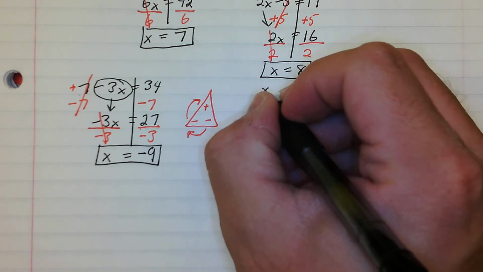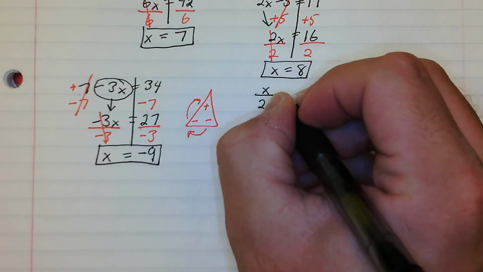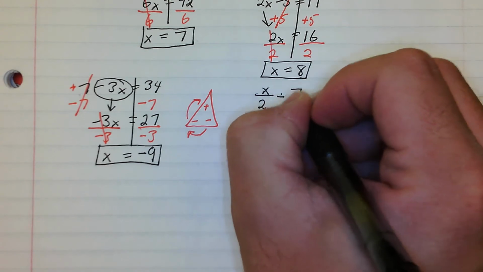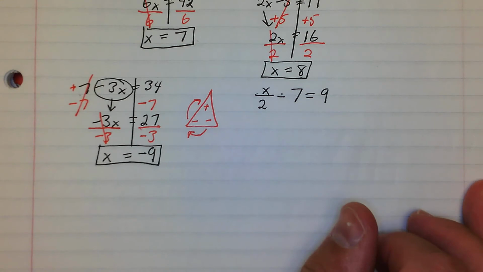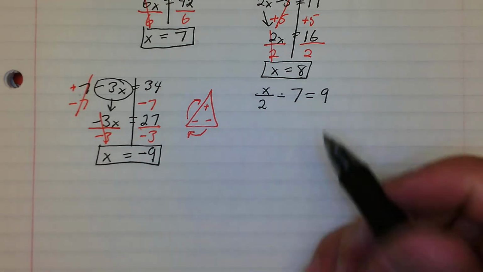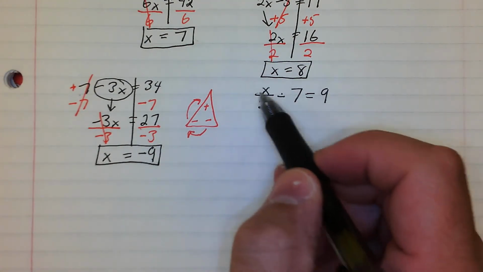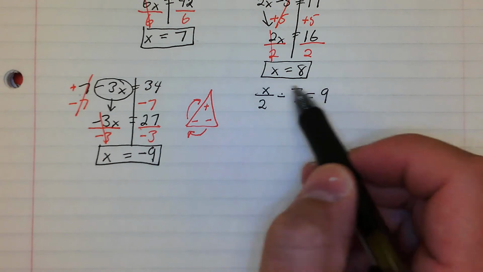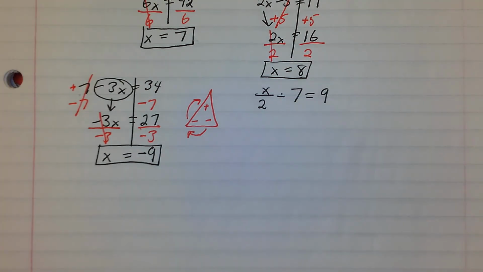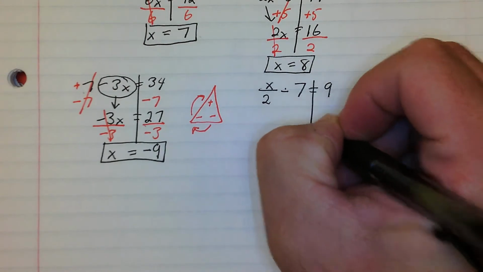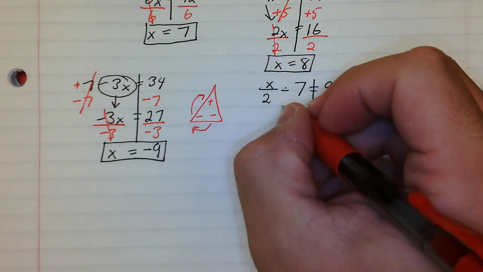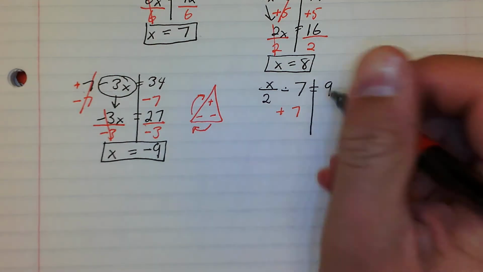So let's do another one. X divided by 2 minus 7 equals 9. So here again, this is division. I don't want to work with that first. Let's work with the addition and subtraction first. So to get rid of minus 7, I have to do the opposite of minus 7, and I have to add 7.